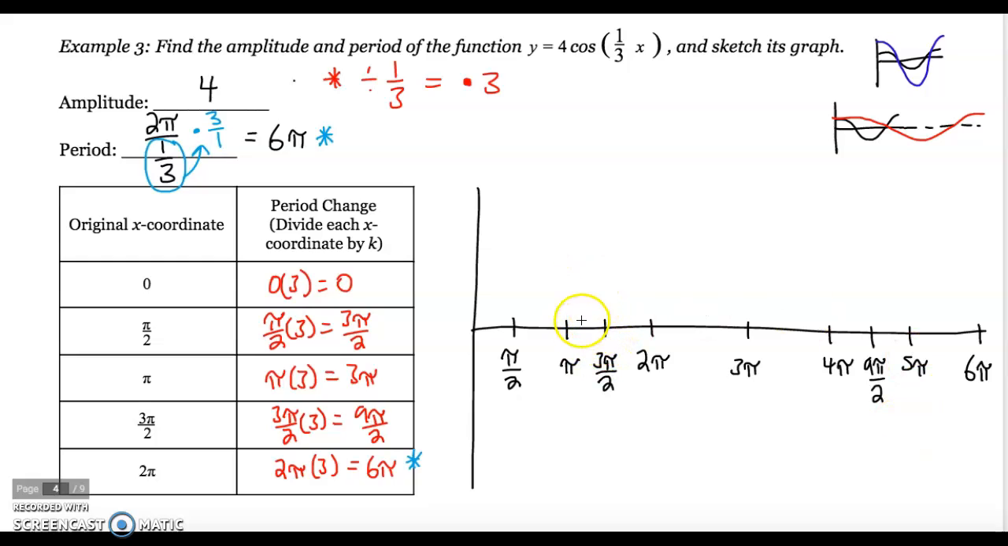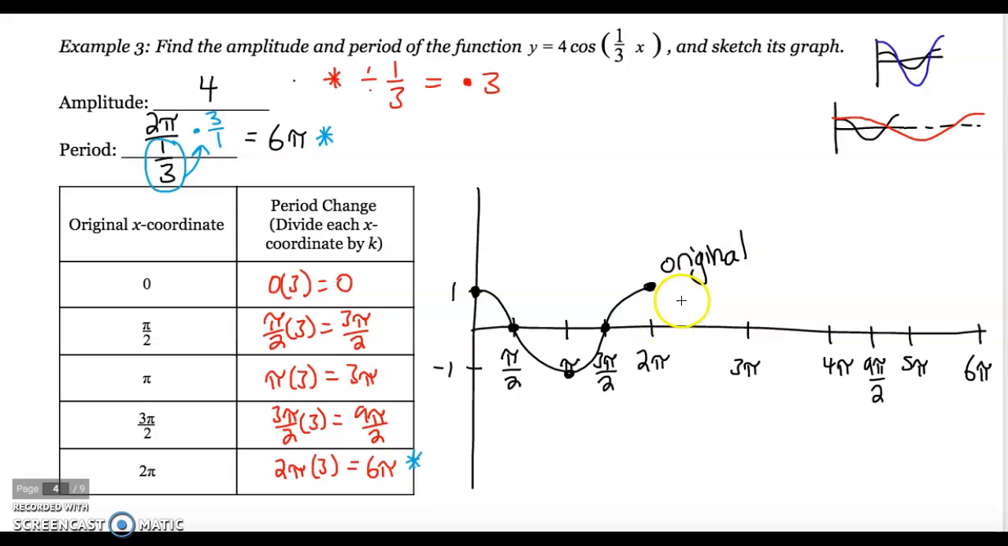Okay, so I'm going to draw my original first. So my original cosine graph starts up at 1 and goes down to -1. It starts up high, at pi over 2 it goes through 0, then at pi it's down at -1, at 3 pi over 2 it's at 0, and at 2 pi it's up high again. So there you go, that's my original.